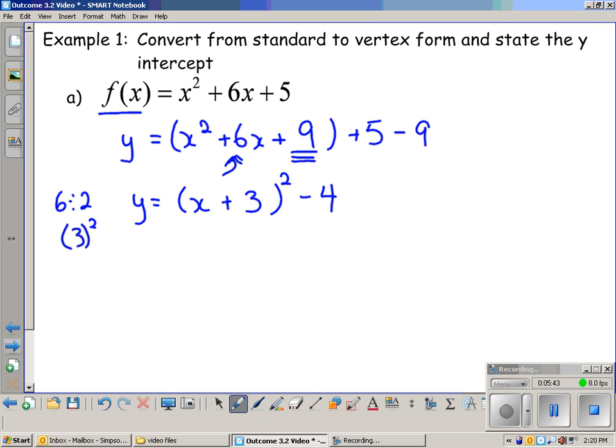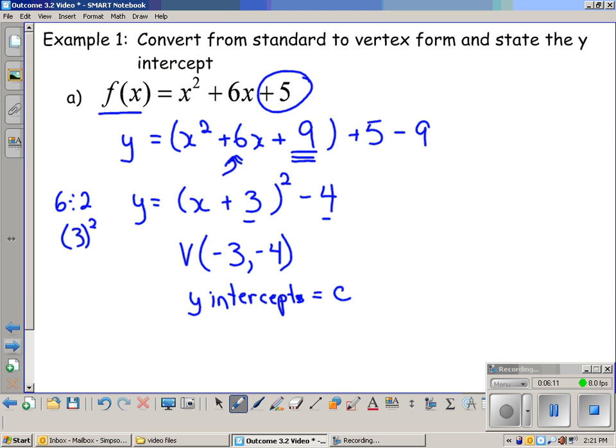We can look at finding our vertex from this information. Our vertex is our p and q value. Remember that the p value is always the opposite, so negative 3 and negative 4 is our vertex. Our y-intercept, you will recall earlier in the lesson, or perhaps in yesterday's, we learned that the y-intercept was actually equal to the c value in standard form. So our c value in this equation is positive 5, and so our y-intercept is positive 5.